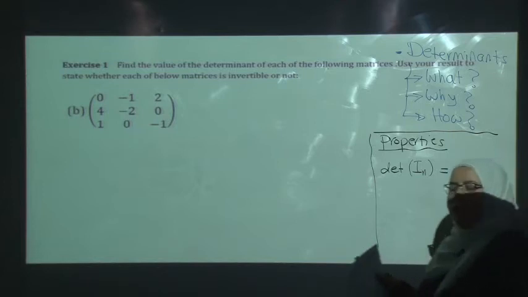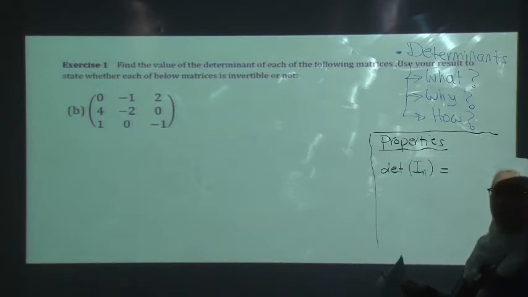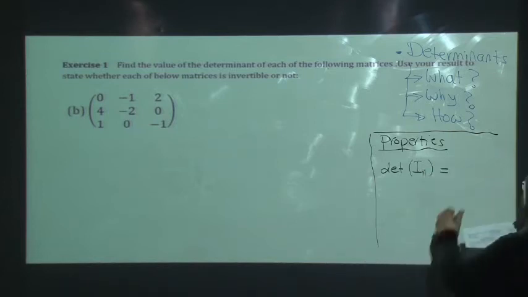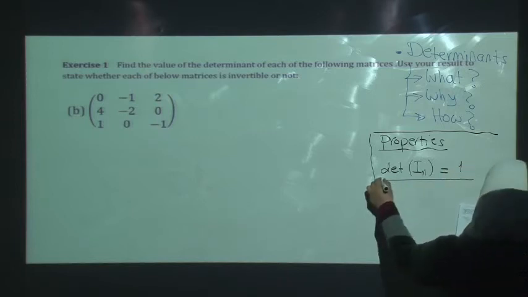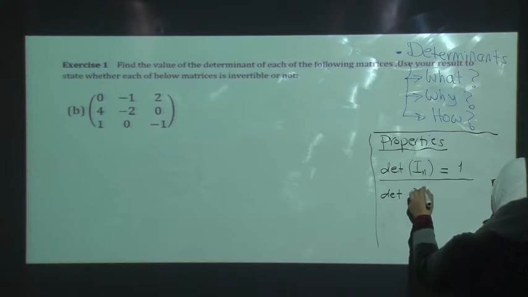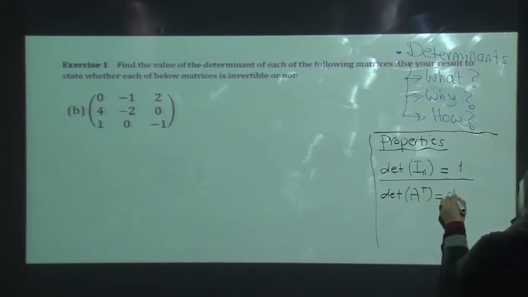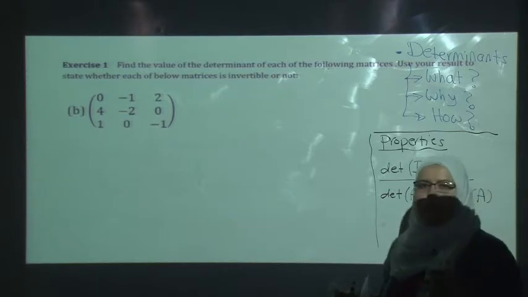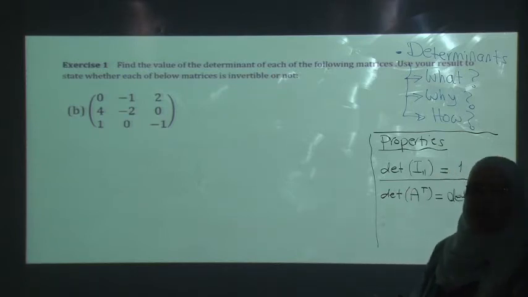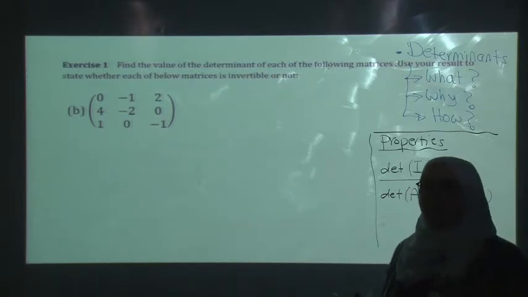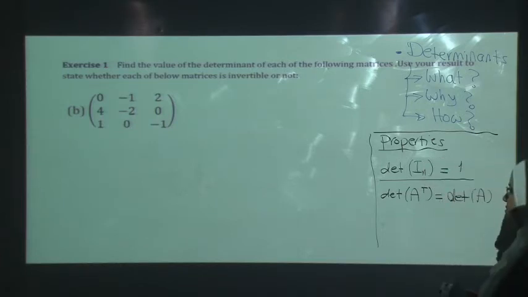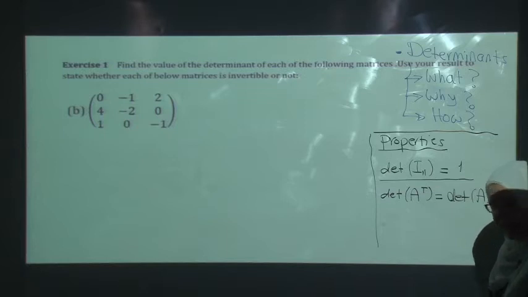Actually, if you try to get the determinant of any identity matrix, it will be exactly 1. Also, the determinant of A transpose is the same as the determinant of A. If you found out the determinant of a certain matrix, so you might know that the determinant of its transpose is exactly the same number, so you don't have to repeat the operations.